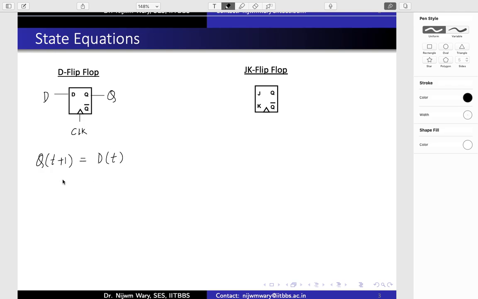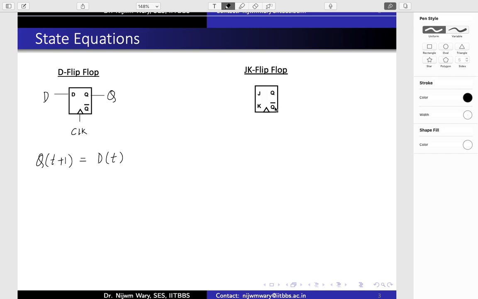What it means is that at the next rising edge of the clock, Q t plus 1, the next state, will be equal to D t, the present input. So the t plus 1 represents the next state and t represents the present state. This is how the state equation is used to express a sequential circuit. Of course, a sequential circuit can have flip-flops and combinational blocks also, but here it is simple D flip-flops, with no combinational blocks.